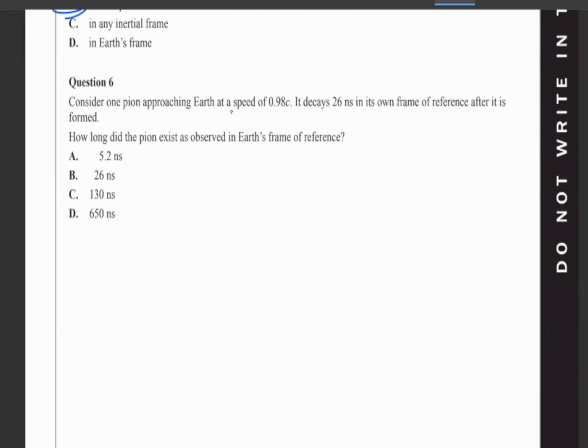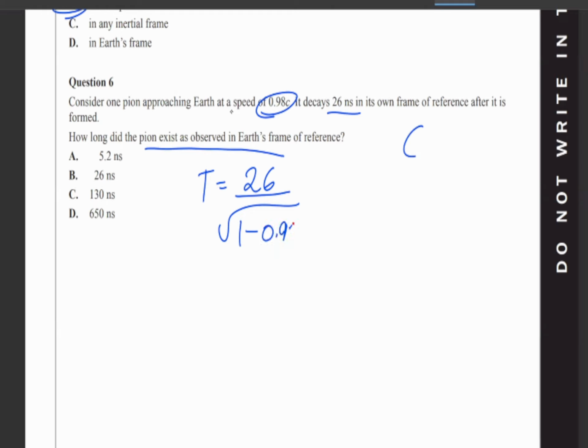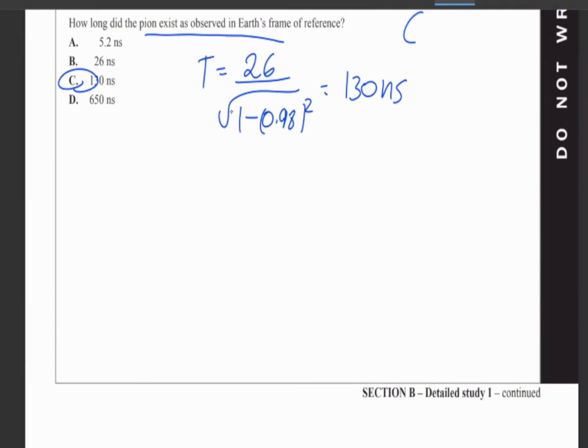Question 6. Consider each travels at this speed. It decays with this half-life. How long did it take? We can just use this formula, and the C's in this formula would just cancel out. So you just do 0.98 squared, which is 130. C.